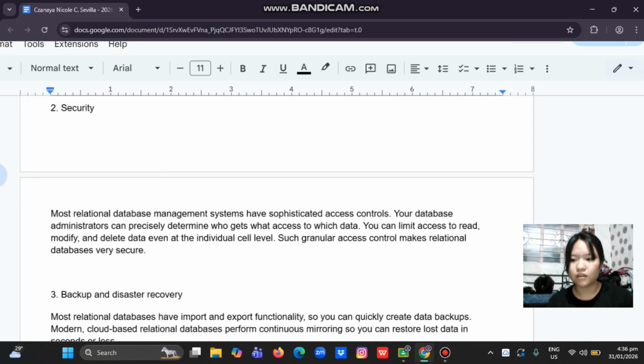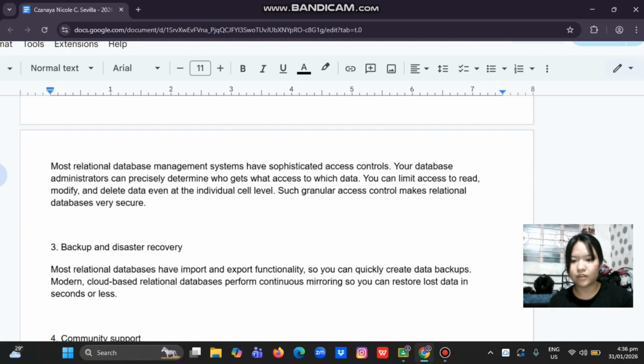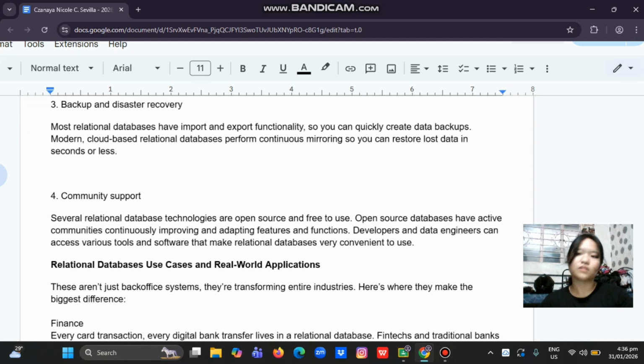Second, security. Most relational database management systems have sophisticated access controls. Your database administrators can precisely determine who gets what access to which data. You can limit access to read, modify, and delete data even at the individual cell level. Such granular access control makes relational databases very secure.